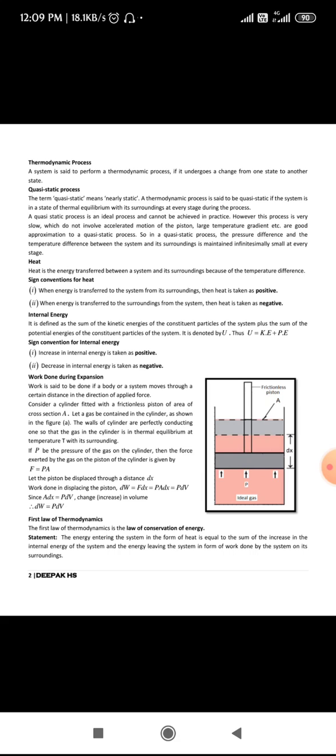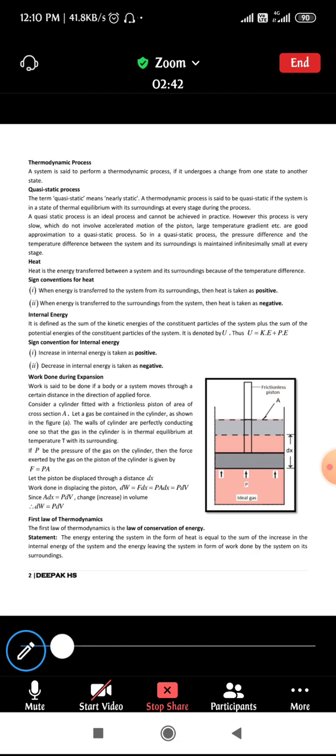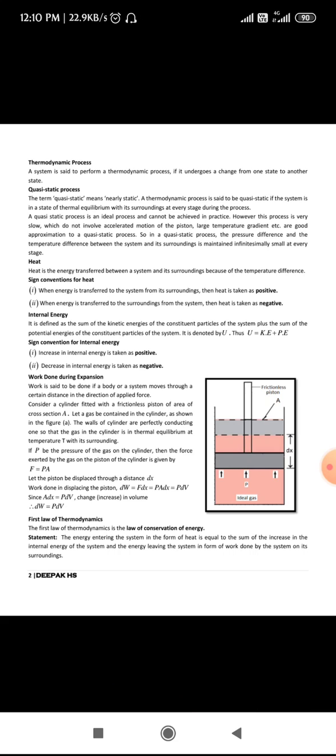Coming to internal energy, it is nothing but the sum of the kinetic energy and potential energy of the constituent particles of the system, which is denoted by U. So U is equal to kinetic energy plus potential energy. The sign convention for that is: when the internal energy increases, we take U as positive. When there is a decrease in internal energy, we take U as negative.